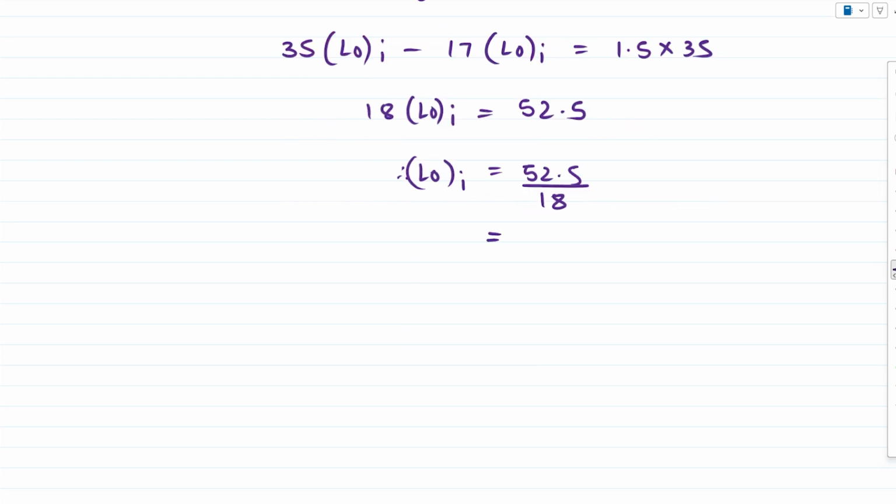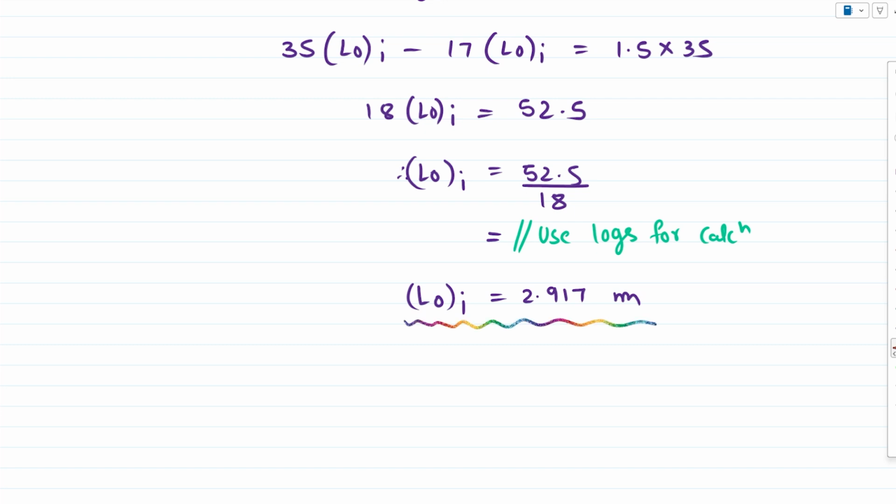Now when you solve this in your schools or exams, you will have to use logs for further calculation. So use logs for calculations, but in the video I'm going to skip this and directly write the answer. If you divide 52.5 by 18, the answer comes out to be 2.917. So this is the measurement of the iron rod at 0 degrees Celsius, 2.917 meters. That is the unit for length.